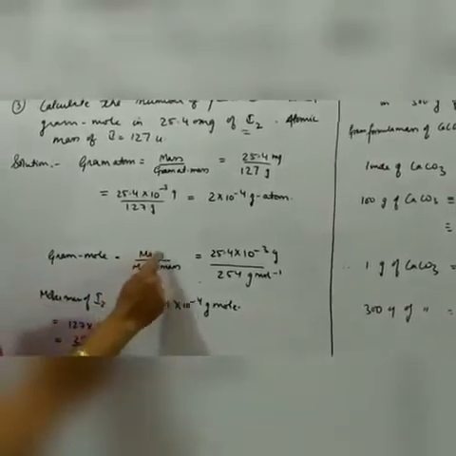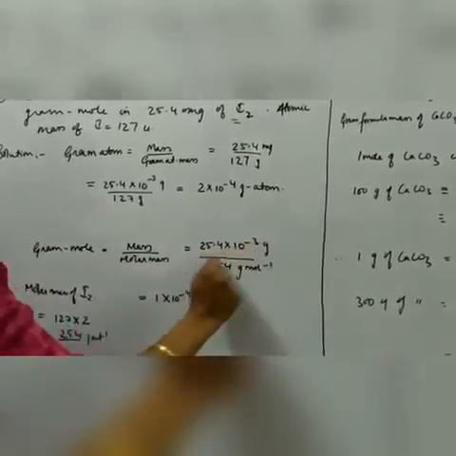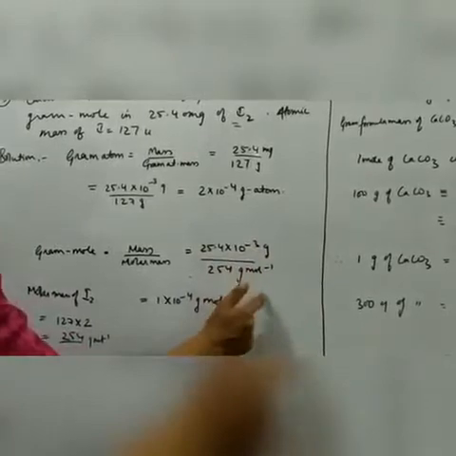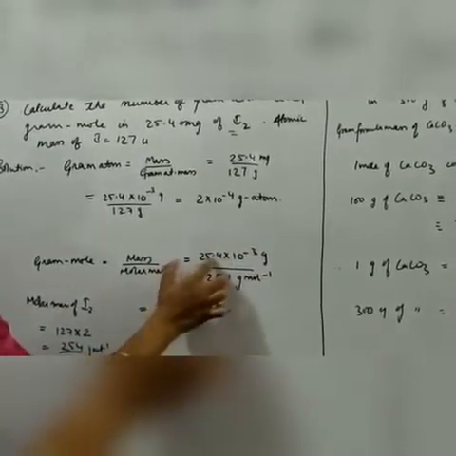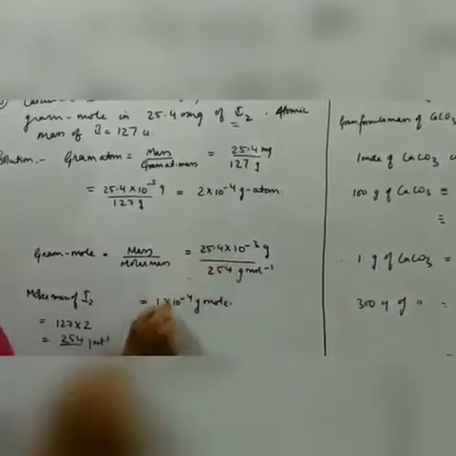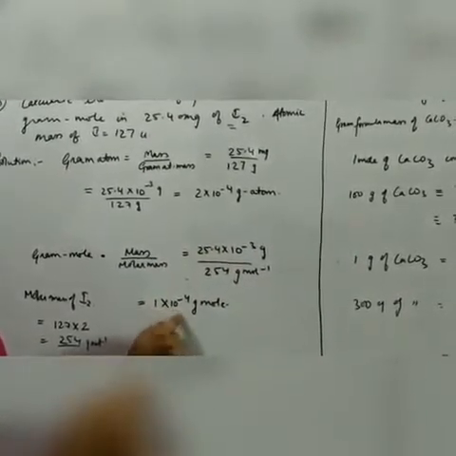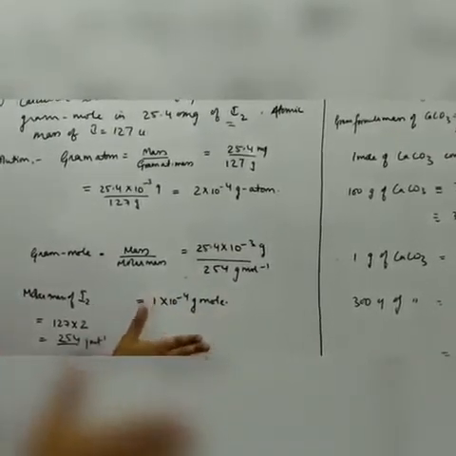So it is mass upon molar mass: 25.4 into 10 to the power minus 3 gram upon 254 gram per mole. And students, when you solve it, 254 will just cancel out, and just adjust the decimal points. You will get 1 into 10 to the power minus 4 gram mole as the number of gram mole of iodine.